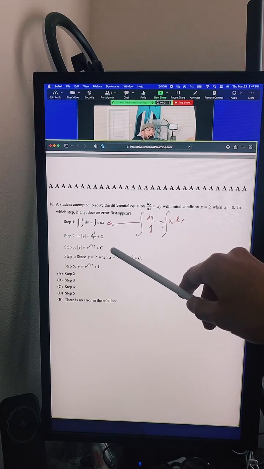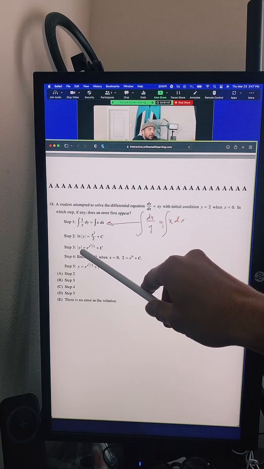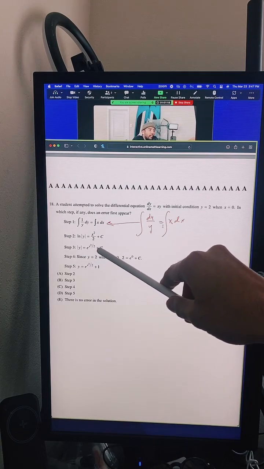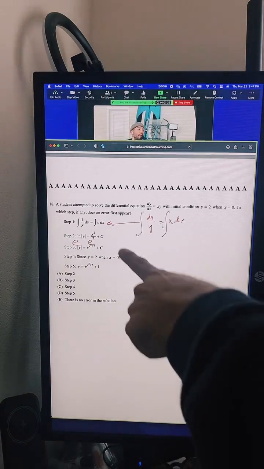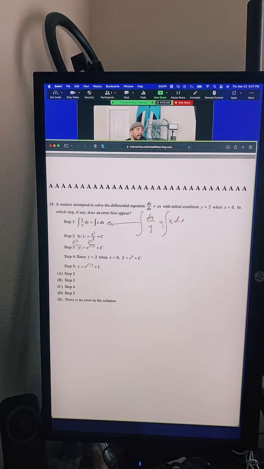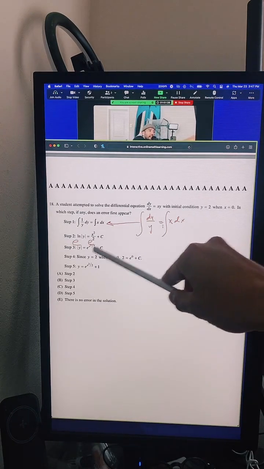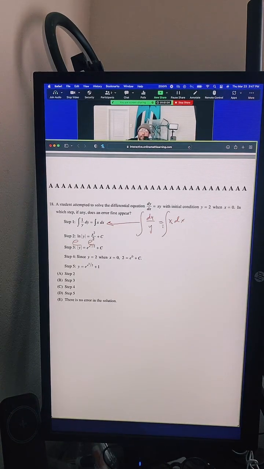And then we get here, and they wrote this as y is equal to e to the x squared over 2 plus c. So how did they do that? It looks like they took e to both sides. But that's where the mistake is going to be, because that should not be a plus c. It should be a c times that.